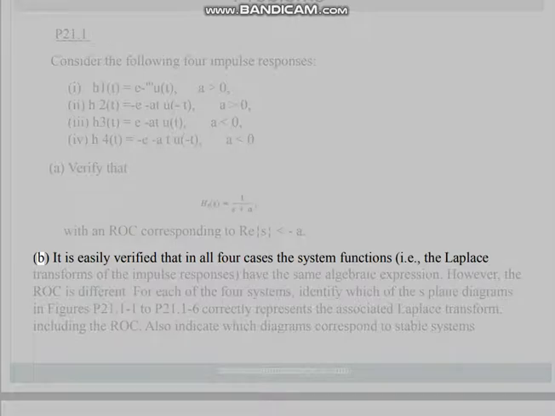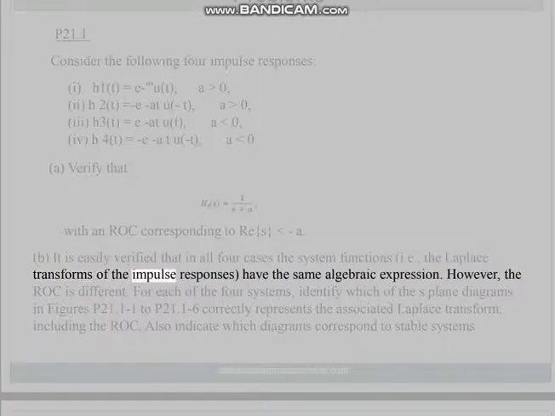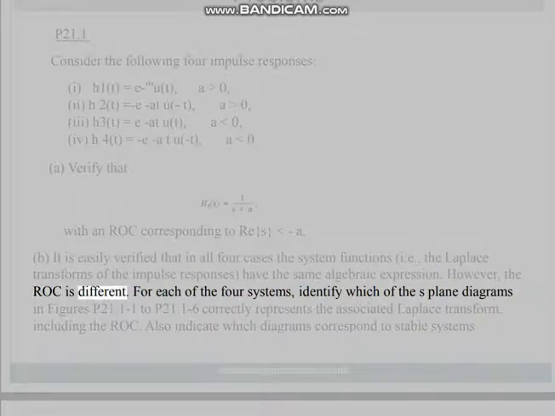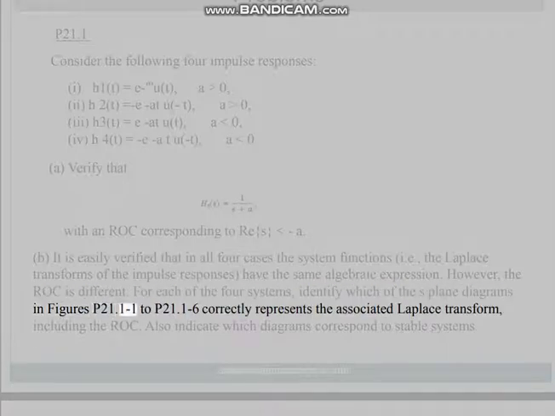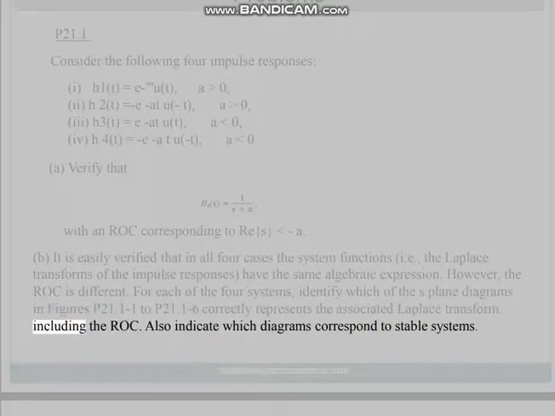B. It is easily verified that in all 4 cases the system functions, i.e., the Laplace transforms of the impulse responses, have the same algebraic expression. However, the ROC is different. For each of the 4 systems, identify which of the s-plane diagrams in figures P21.1-1 to P21.1-6 correctly represents the associated Laplace transform, including the ROC. Also indicate which diagrams correspond to stable systems.